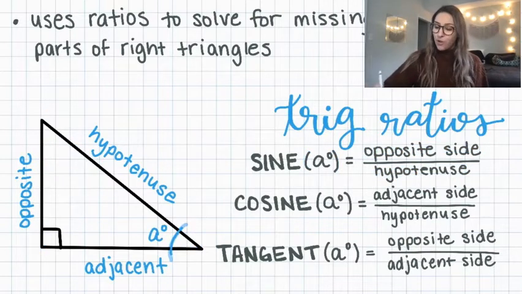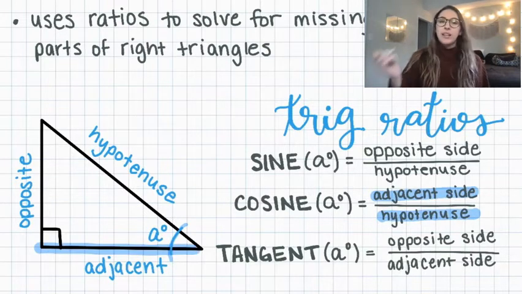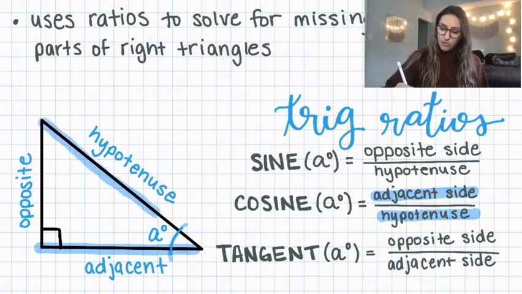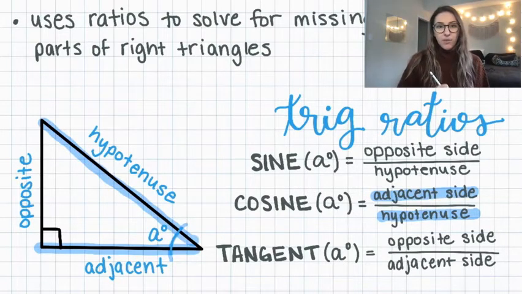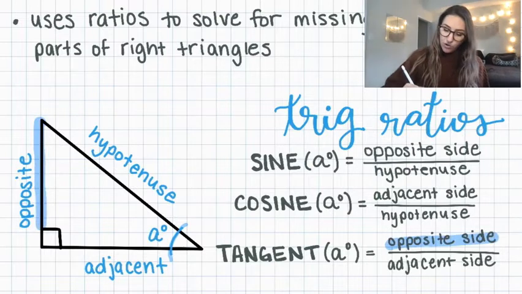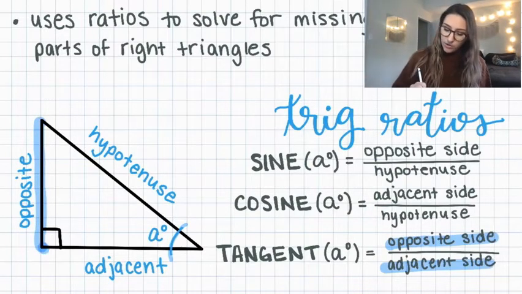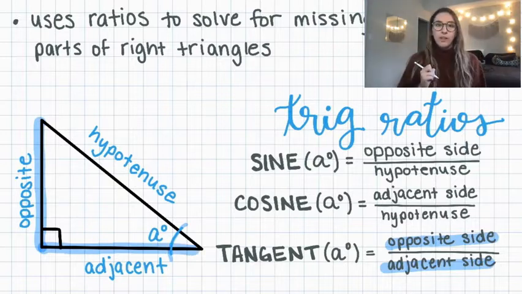Cosine is the ratio of the adjacent side to the hypotenuse. Now the adjacent side is the side that is right next to the angle we are focusing on. And again, the hypotenuse is always across from the 90-degree angle. Last, tangent is the ratio of the opposite side of the triangle, so across from the angle we're given, to the adjacent side of the triangle, or next to the angle that we are given.